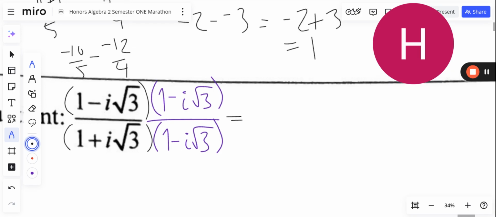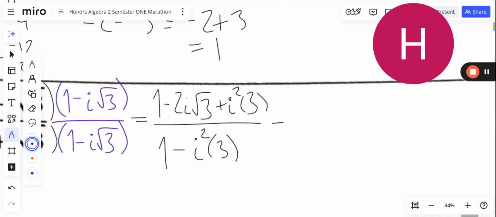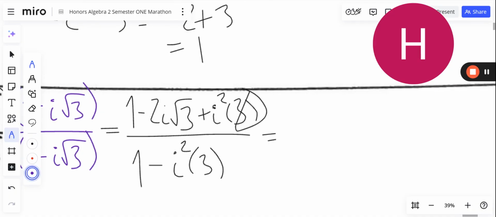Okay, in the top, let's work that out a little bit. So 1 times 1, 1. 1 times minus I root 3, and then we're doing that twice, is minus 2I root 3. And then minus I root 3 times minus I root 3 is positive I squared times root 3 squared, which is times 3, all over this difference of squares. 1 squared, 1. Minus I squared times 3. Remember that I squared is equal to negative 1. So this is just equal to negative 3.